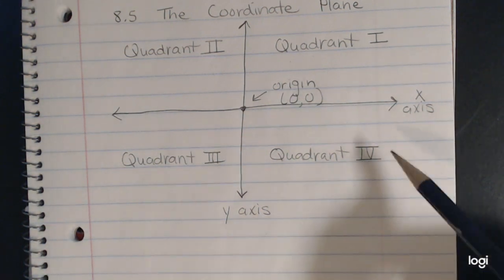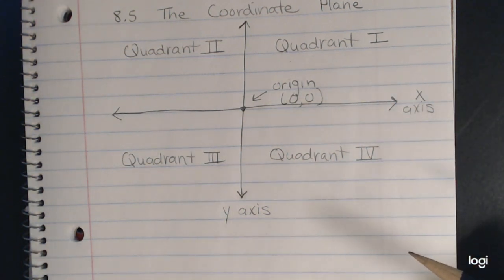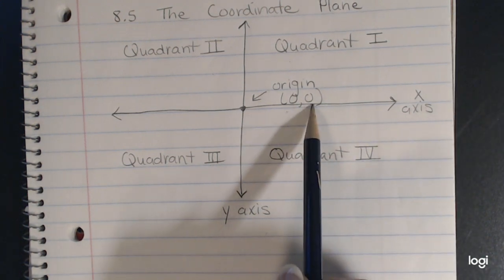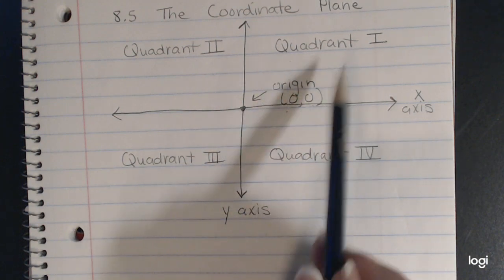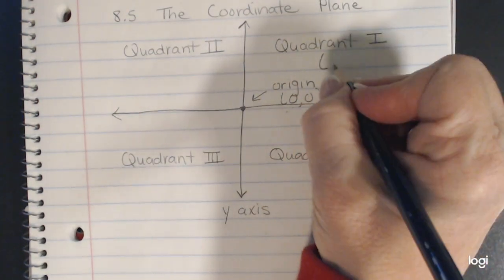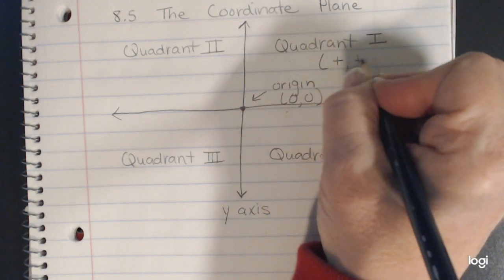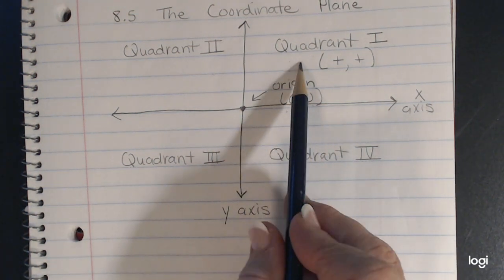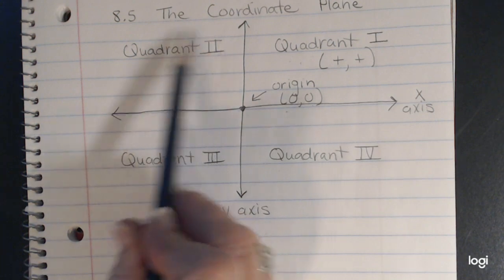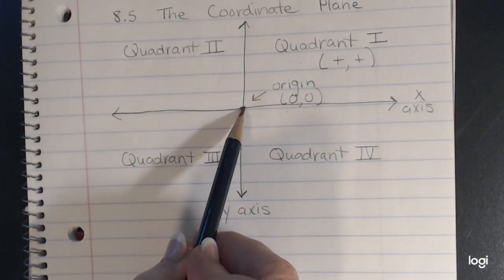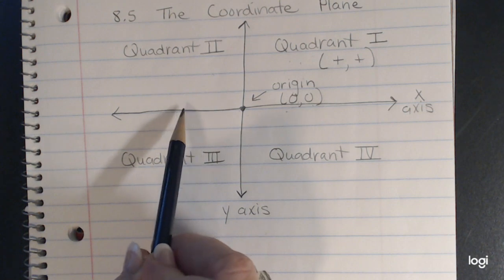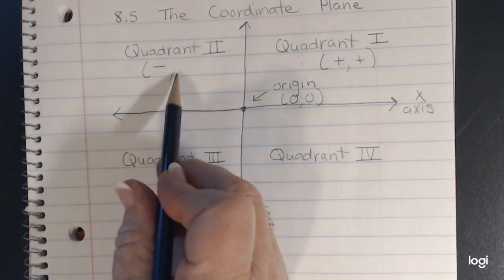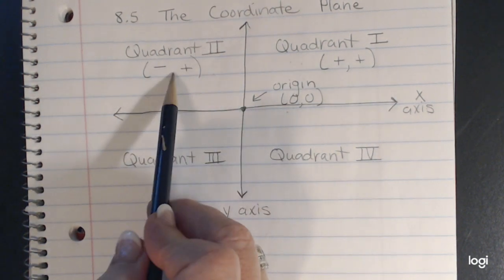Now, in order to plot a point and land in these quadrants, you have to have what we would call an ordered pair, kind of like our origin has 0, 0. In order for me to land in quadrant 1, you have to have a positive number followed by a positive number. So we'd start here, go positive and positive. If my point is going to land in quadrant 2, I'm going to start at my origin. I'm going to go to the left, which would be my negative numbers. And then I'm going to go up to my positive numbers.